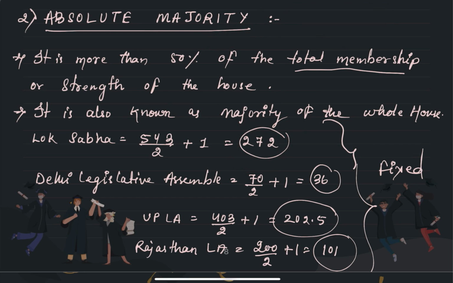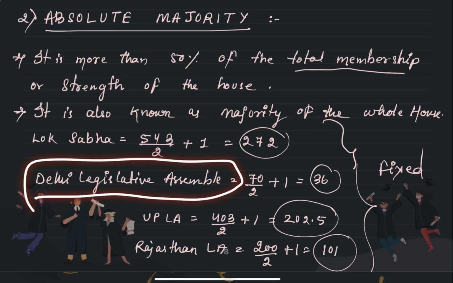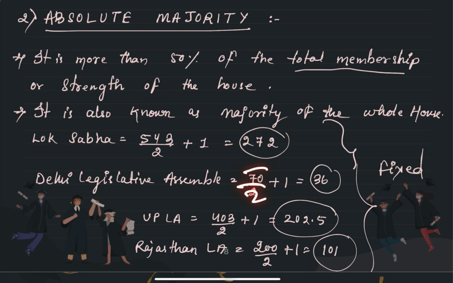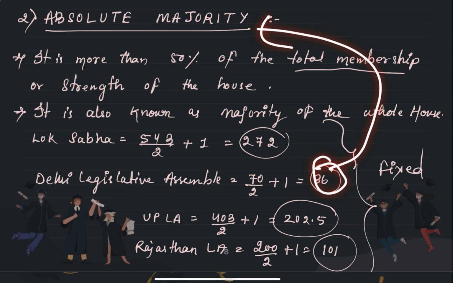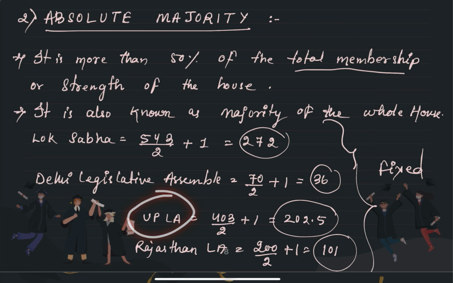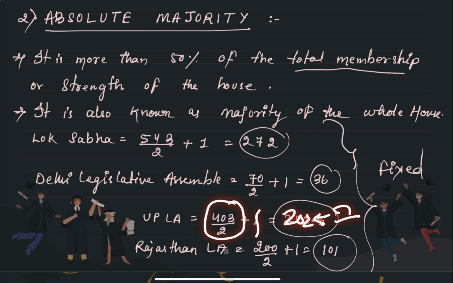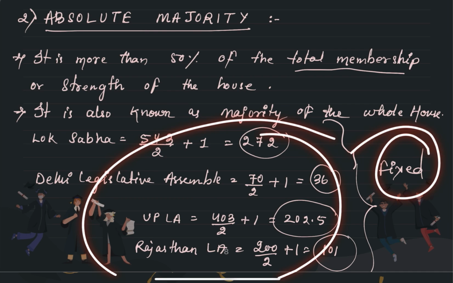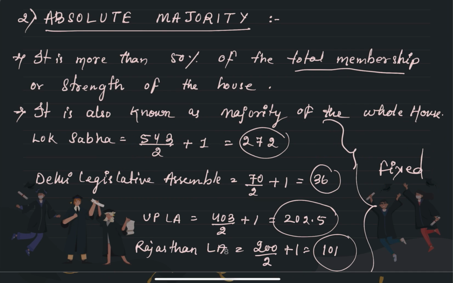Talking about some examples, Delhi Legislative Assembly has 70 by 2 plus 1, that is 36. This is the absolute majority. Same goes with UP Legislative Assembly, that is 403 by 2 plus 1, that is 202 plus 1, which is approximately 203. So all of these are fixed. Not less than, like if the votes cast are 271, then it is not the absolute majority. It has to be more than 272. Okay.